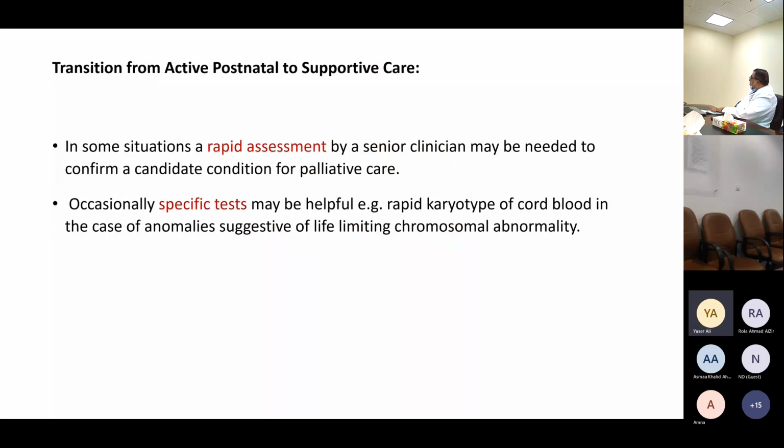Transition from active postnatal to supportive care. In some situations, a rapid assessment by a senior clinician may be needed to confirm a candidate condition for palliative care, and occasionally specific tests may be helpful, e.g. rapid karyotype of pooled blood in the case of anomalies suggestive of life-limiting chromosomal anomalies.